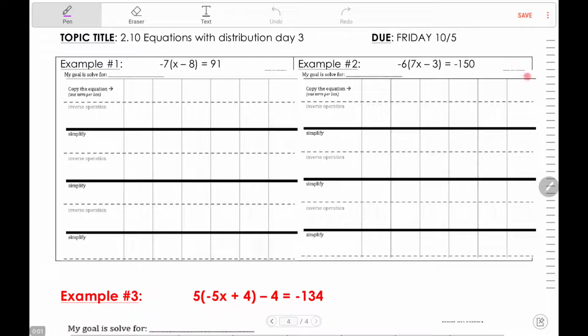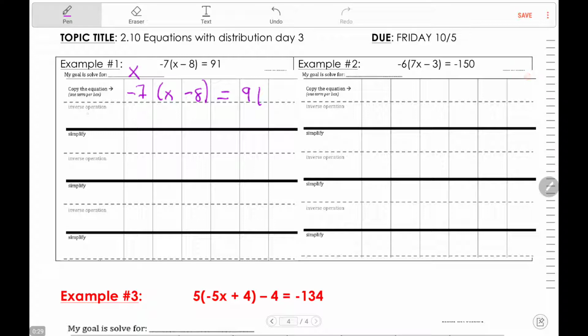Welcome back, everybody. We're going to keep going with this distributive property. So in this example, we are solving for x, and let's write this down. We have to be careful. So first step, -7 times x, don't forget the parentheses, minus 8, equals 91.